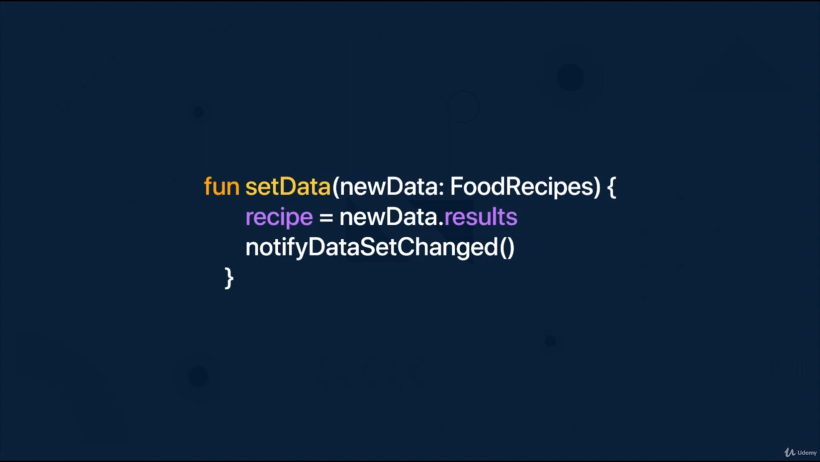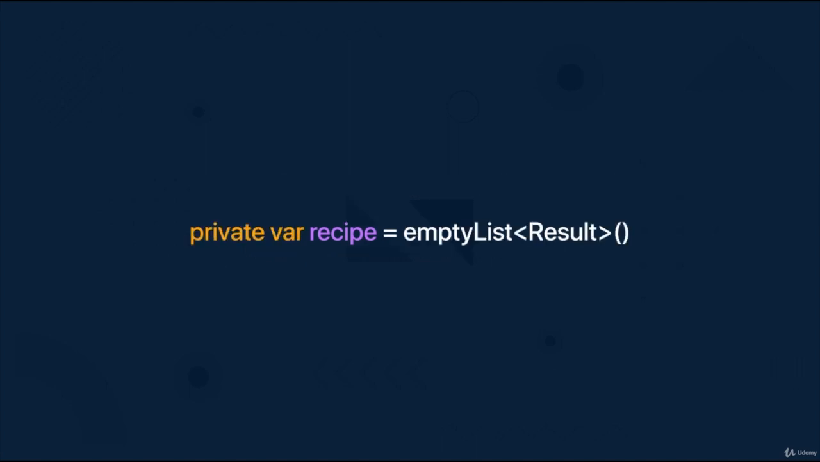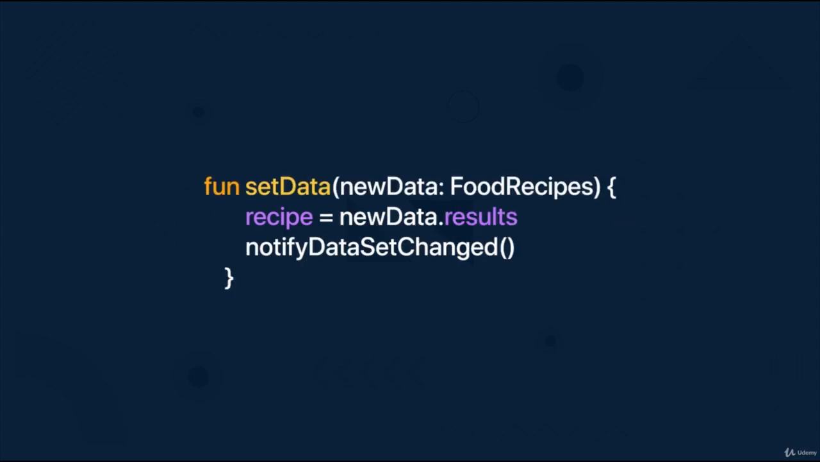of new data. Now setData function has one parameter, food recipes data, and inside that function we are actually updating our current list, which we already have in our recycler view adapter. And after that we are calling one function named notifyDataSetChanged. Now this function is notifying our recycler view adapter about the new data, and it's telling it to update the views. So here lies our problem.